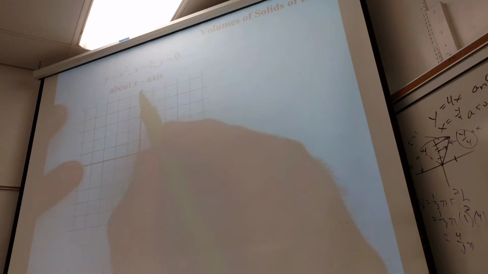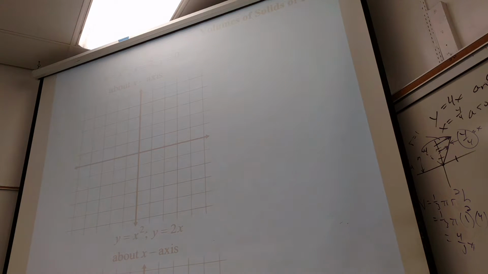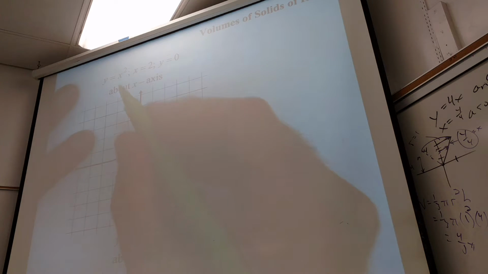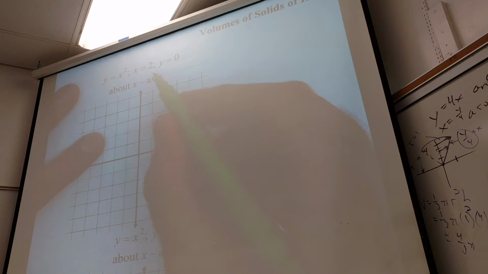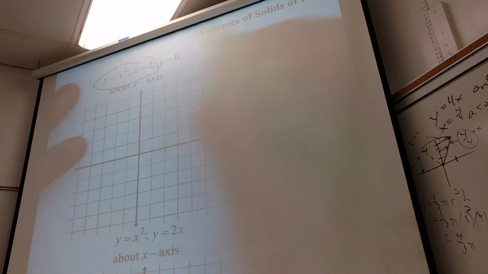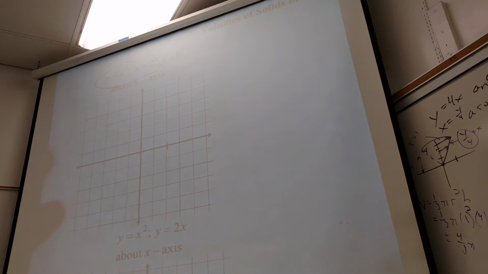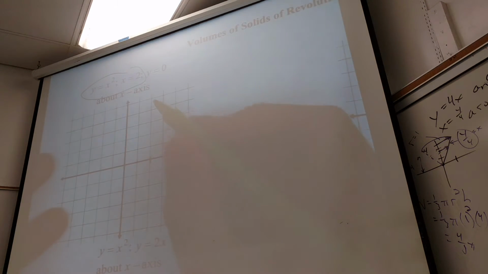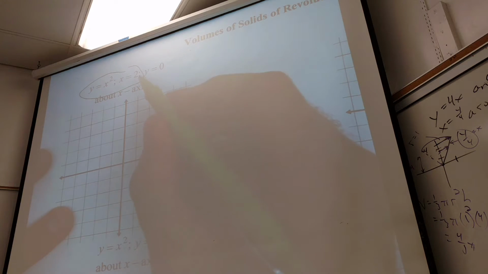So the very first thing you do, here's the problem. Find the volume obtained when you rotate this region around the x-axis. So of course, what's the very first thing I do? Draw the region. I love it. So y equals x squared, x equals 2. Where do these things meet? That's going to be one corner of the region. They meet at 4.